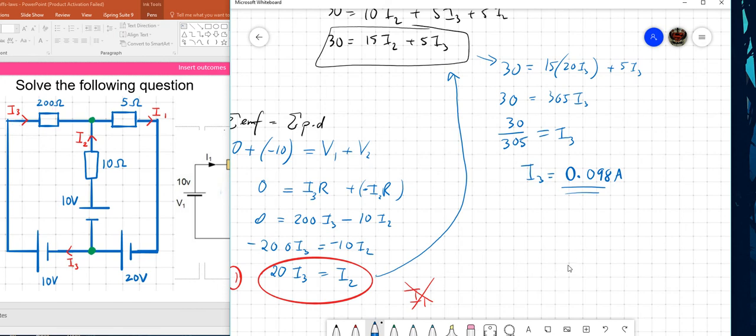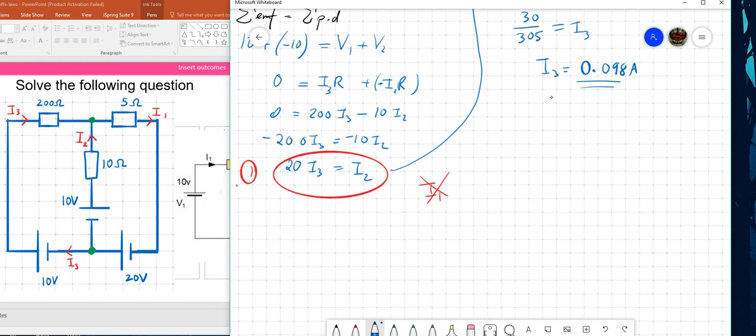Now we got I3. Okay, we are going to use the first expression again, so 20 I3 is equal to I2, so 20 multiplied by 0.98 equal to I2. So all you need to do is multiply this by 2 and you'll get 0.197, so normally that's going to be 8 amps. I2.